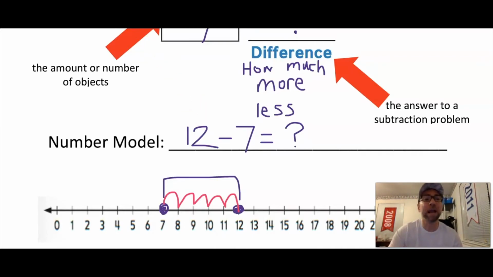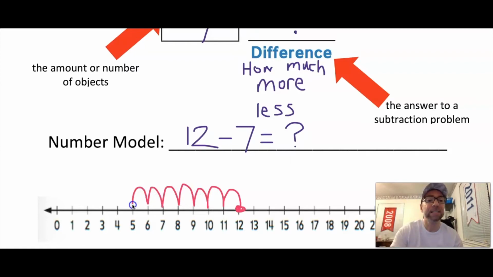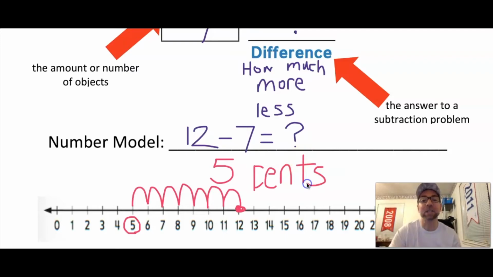Now, there's another way that I can also solve this problem. Start at 12, count back 7. Let's see what we get. Start at 12, count back 7. 1, 2, 3, 4, 5, 6, 7. Where did I land? I landed on the same number, 5. So both ways that I did it, I ended up getting 5. I think our question is about cents, which means a penny. So 5 cents is our answer.